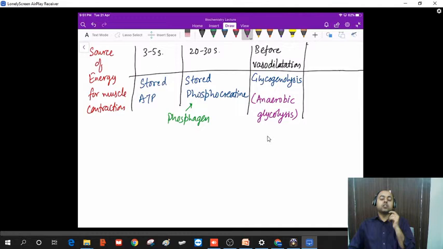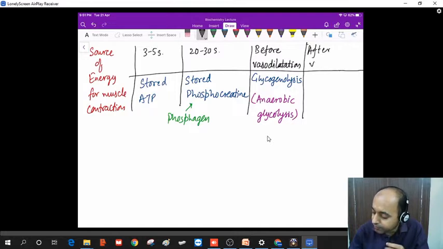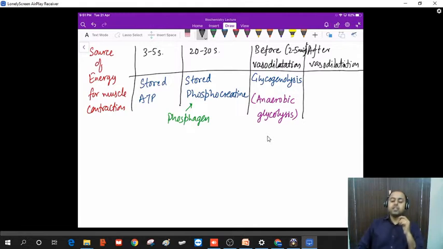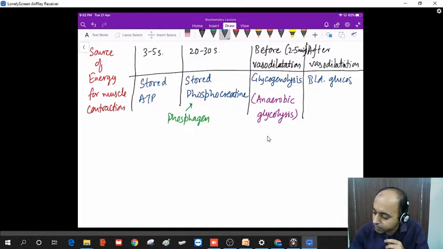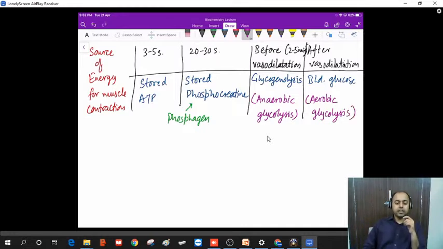The glycogen will be broken down by the action of the phosphorylase. We are talking about muscle contraction, so it will be broken down by the myophosphorylase. Once the vasodilatation occurs, then the energy will be obtained from blood glucose. And in this case, what do you see? We see aerobic glycolysis, because when the blood supply increases, the available oxygen will also increase. So we find aerobic glycolysis, right?